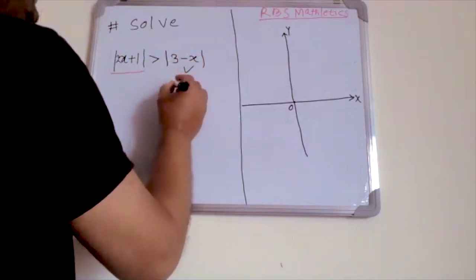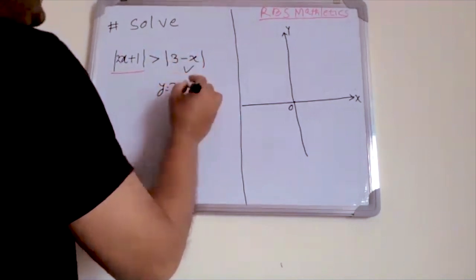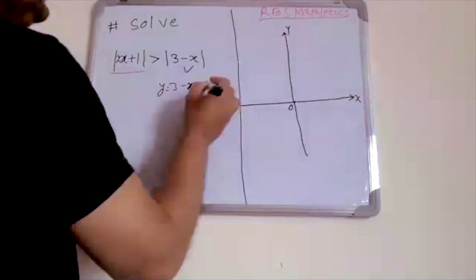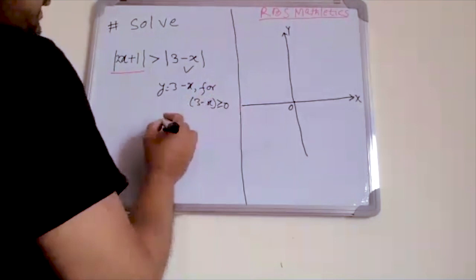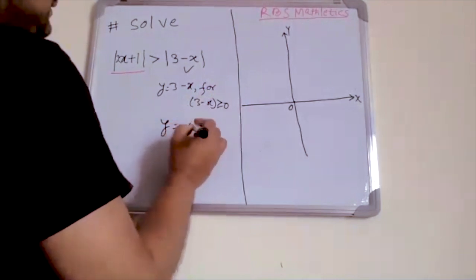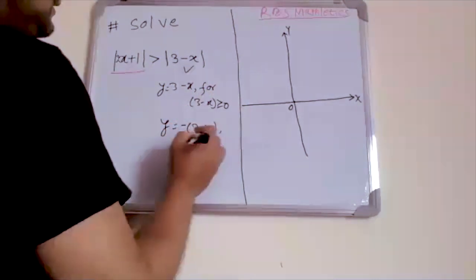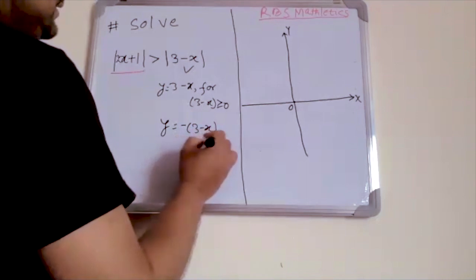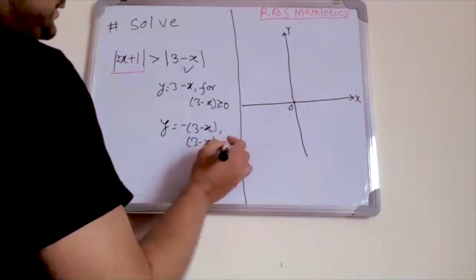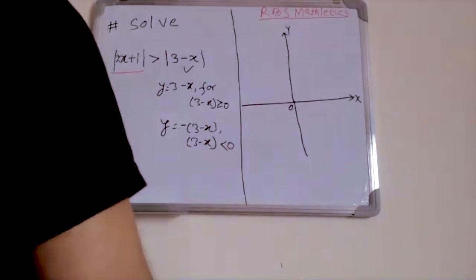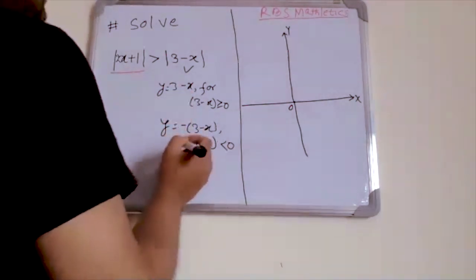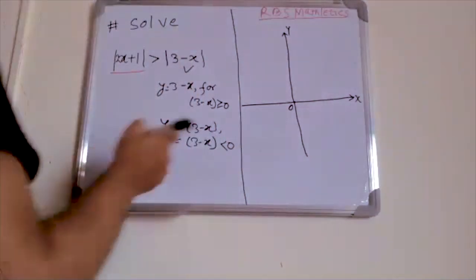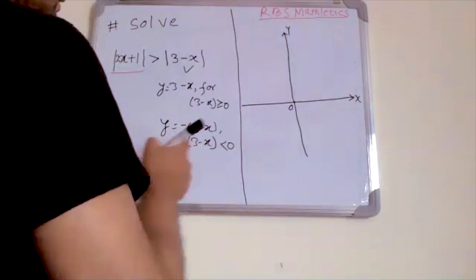So first of all, what I can see here is that it has two equations: one is y equals 3 minus x, for 3 minus x greater than or equal to 0, and y equals minus 3 minus x, for 3 minus x less than 0. In that case, if I consider either of these two parts of this modulus function, I'll be able to draw the graph of this.